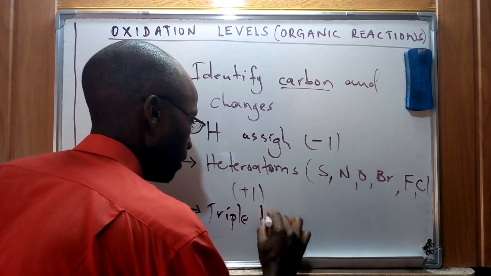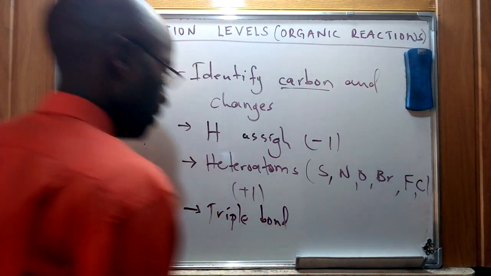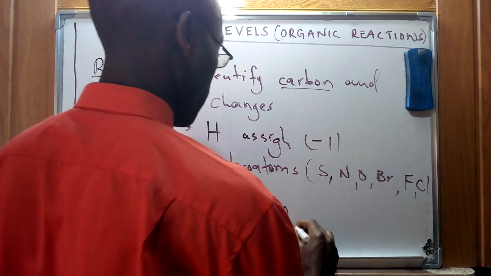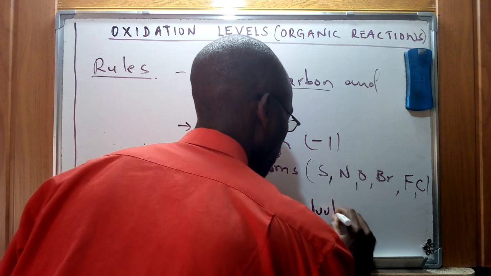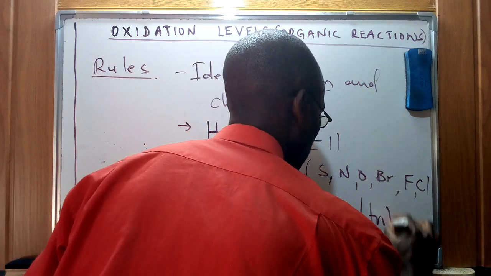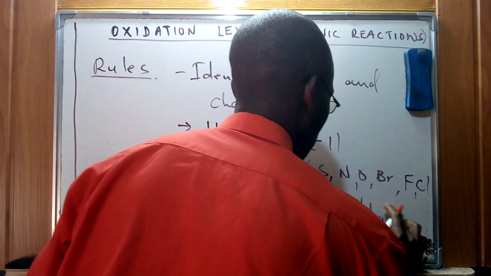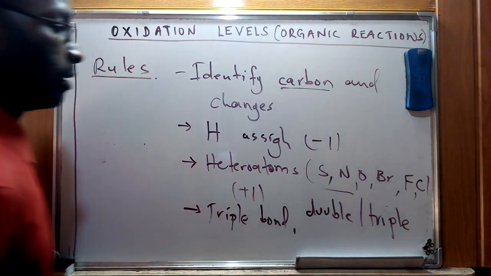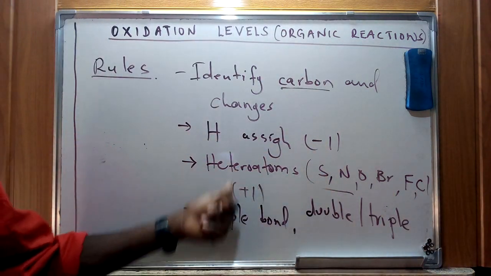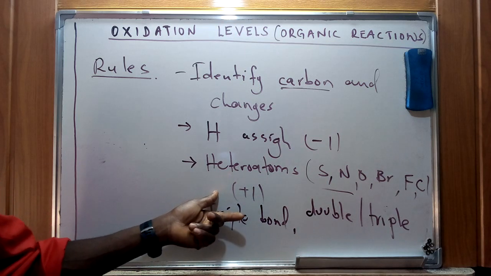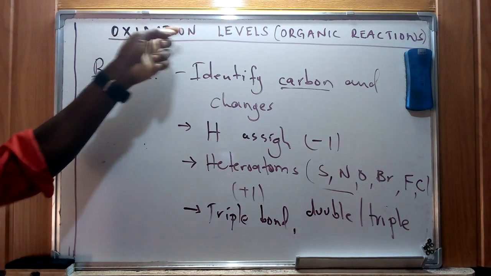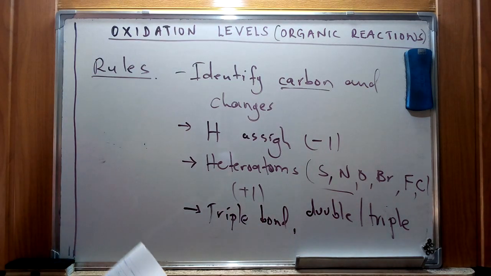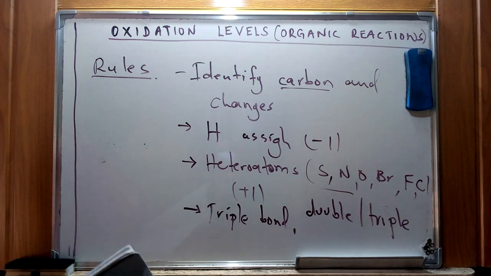So for the triple or double bond contained in this particular case, for the attachment to the carbon atom, we're either going to double the charge or triple it respectively, and this applies to the heteroatoms that I've mentioned in this previous statement. So this is a summary of how we're going to assign oxidation levels to organic reactions, and I'm going to give a few examples.